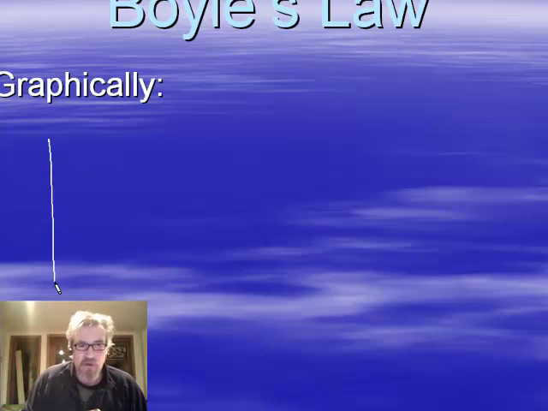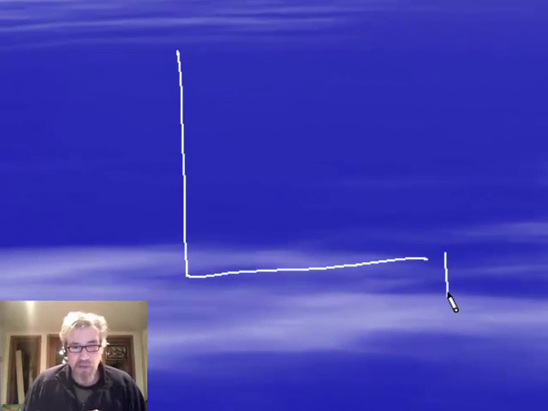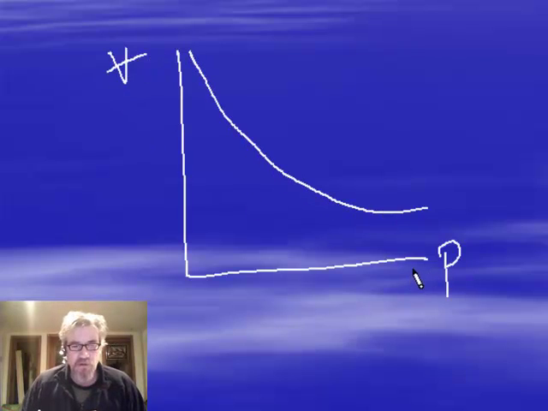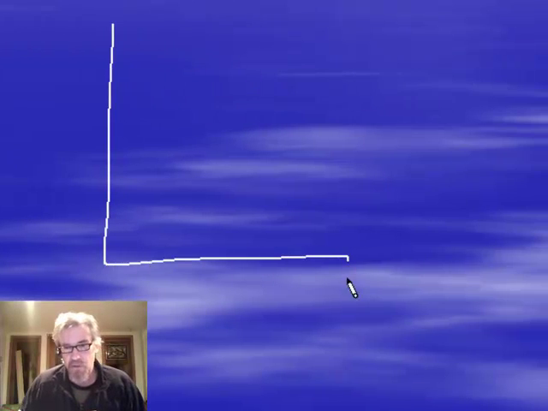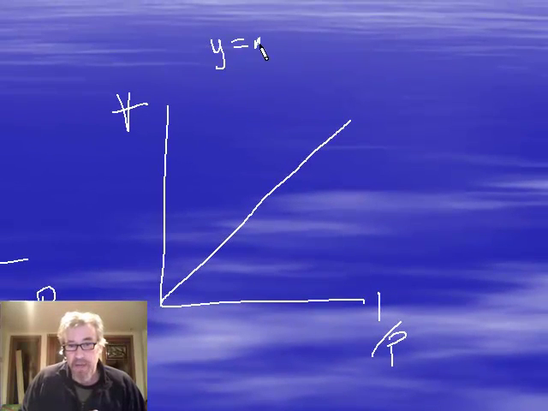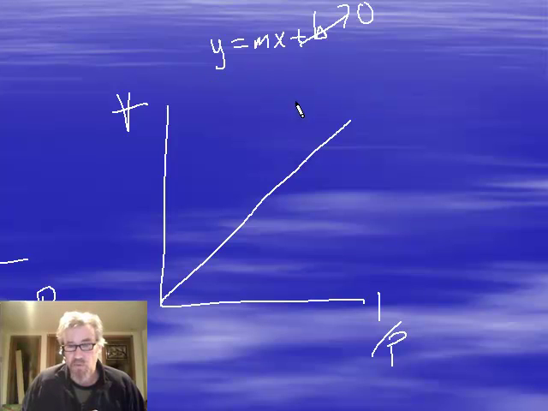Graphically, here's what we saw. We saw that when we plotted pressure versus volume, we get this downward sloping curve. We also found that when we plotted the inverse of pressure against volume, we got a straight line relationship. Well, straight lines have the equation y equals mx plus b. b here turns out to be 0, so that simplifies to y equals mx.